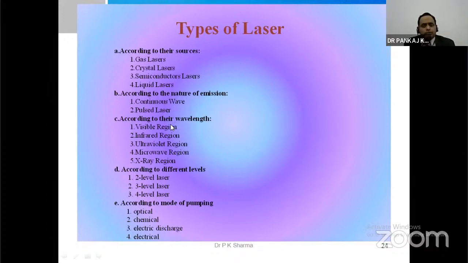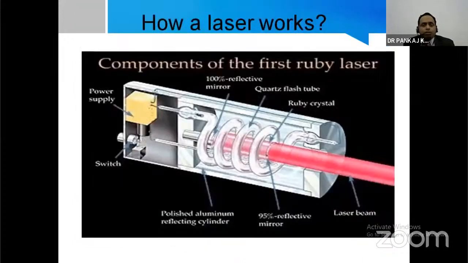According to their wavelength, they have visible region, infrared region, ultraviolet region, microwave region, and X-ray region. According to different levels, there are 2 level, 3 level, and 4 level. According to the mode of pumping: optical, chemical, electrical, and electrical discharge. So these are the different types of laser, distributed in terms of sources, emission, wavelength, levels, and pumping. Now, it is a very interesting phenomenon how a laser works.